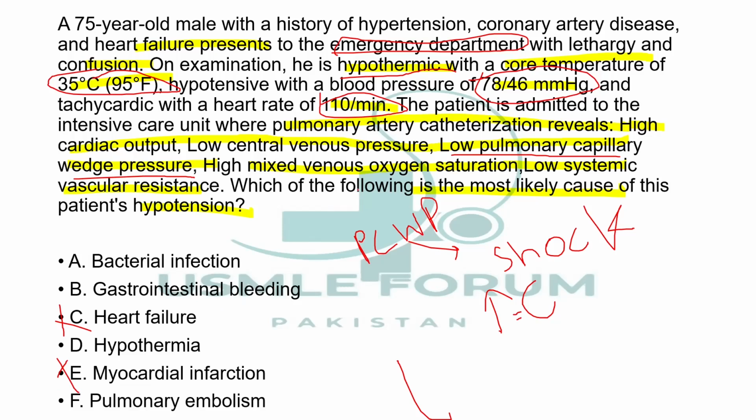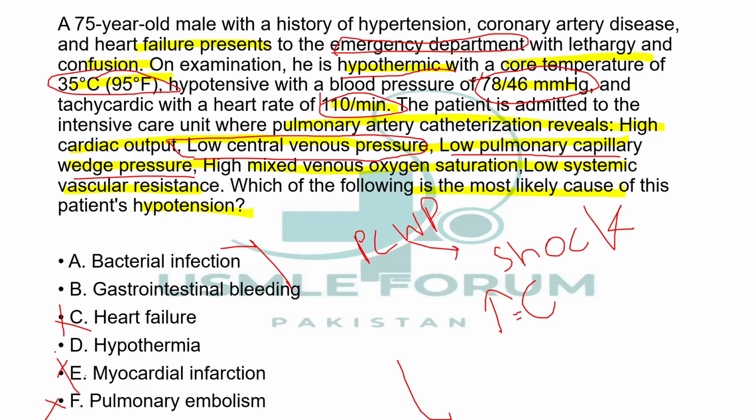Cardiac output is also high. Now you have to understand that there is low central venous pressure. If this is high, then it is obstructive shock. If this is low, then it is not obstructive shock. So it cannot be a pulmonary embolism, which is a kind of obstructive shock. All right.